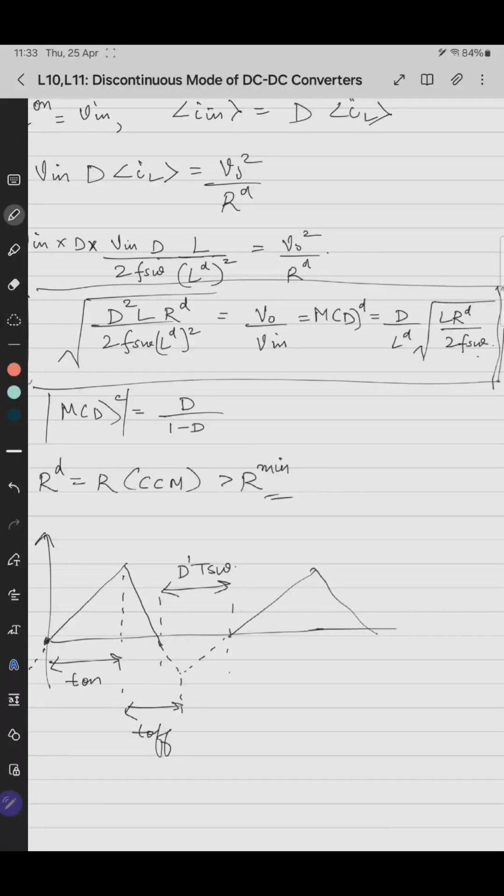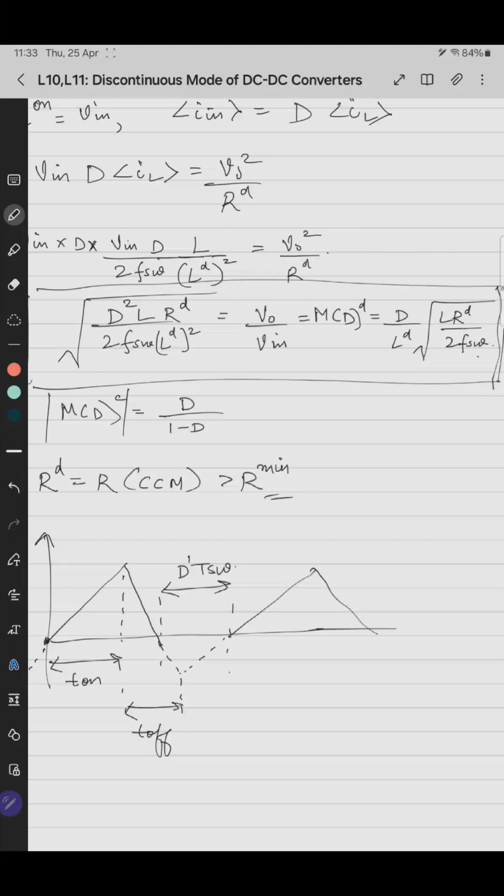But the reasons for discontinuity are two. That is the insufficient inductor. If the inductor is insufficient, if L is less than L critical, the waveform band or the delta will increase. If it increases, it may go in the negative direction and the waveform will be clipped off. So it is DCM. Second reason is the insufficient load.